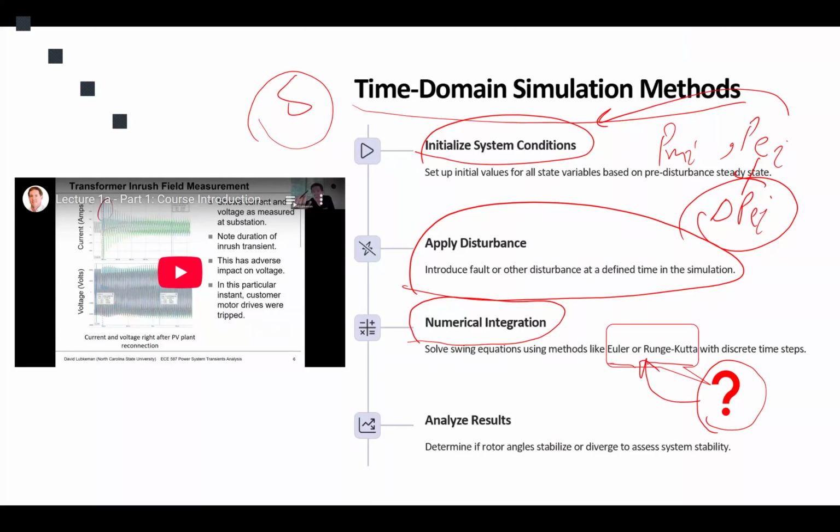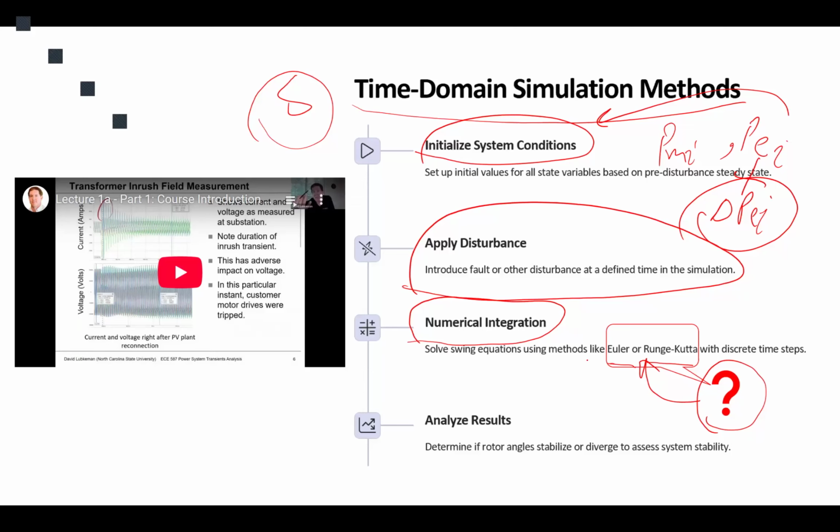This is kind of the same as Newton-Raphson that we use in power flow. It helps us to efficiently find the solution. Euler and Runge-Kutta are the same. They help you to efficiently handle the numerical solution to get to the solution faster with low error. Are we good?